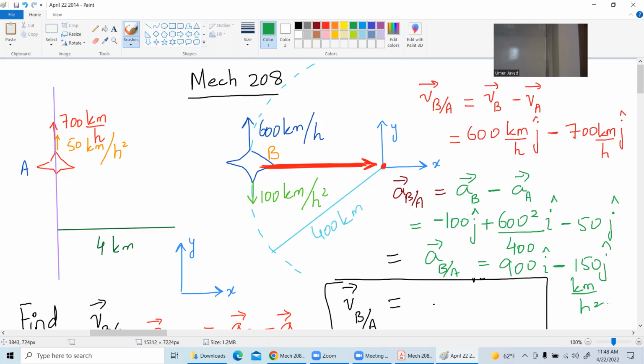For the acceleration, this guy is in the circular path, so it will have two components. One, the acceleration in the tangential direction, negative 100 J, and one towards the center of curvature with V squared over rho. And then I subtracted that one.